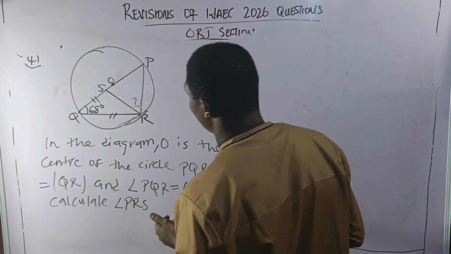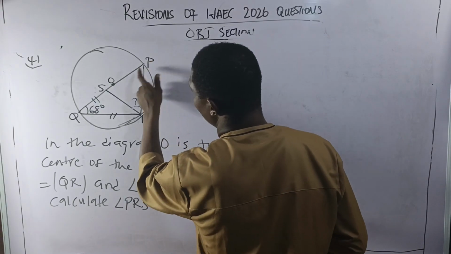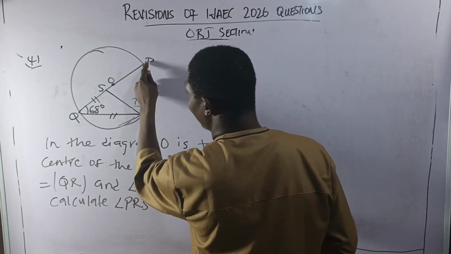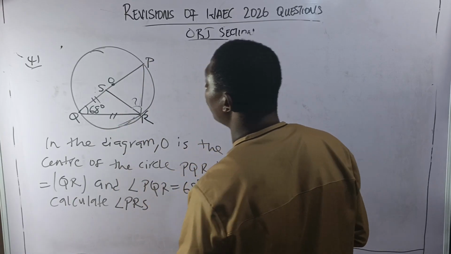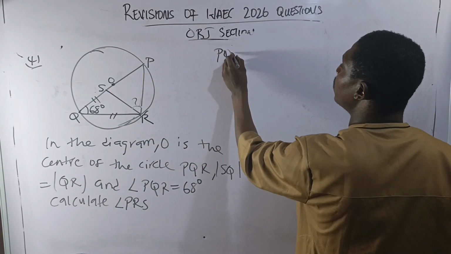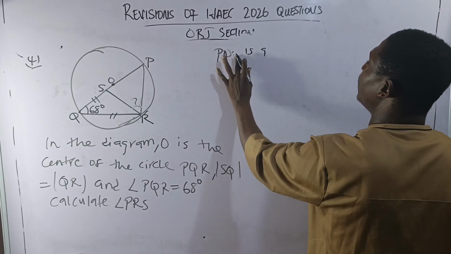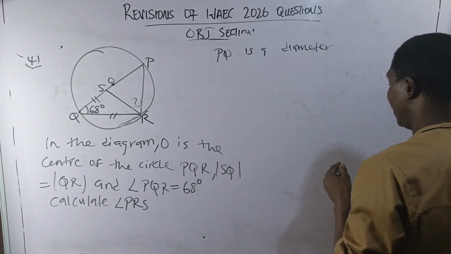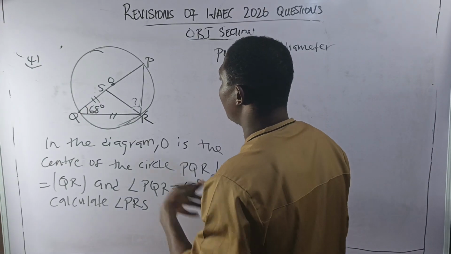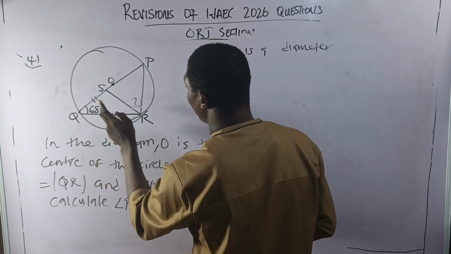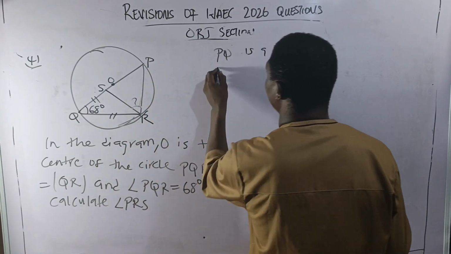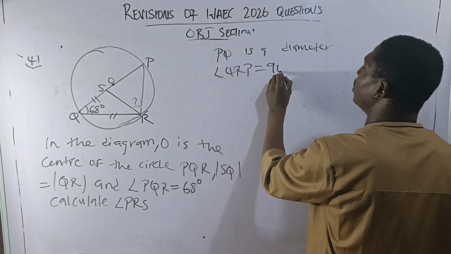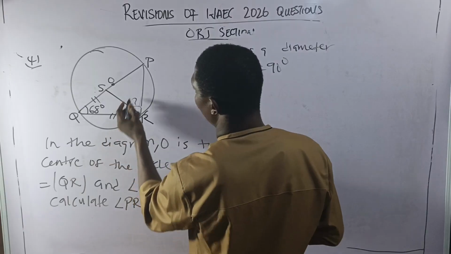But if you watch, you see that this PQ passes through the center of the circle. O is the center, so it passes through the center of the circle. Therefore, my PQ is a what? PQ is a diameter. And since PQ is a diameter, the angle subtended, angle QRP, must be 90 degrees. Angle QRP must be equal to 90 degrees. Why? Angle in a semicircle.